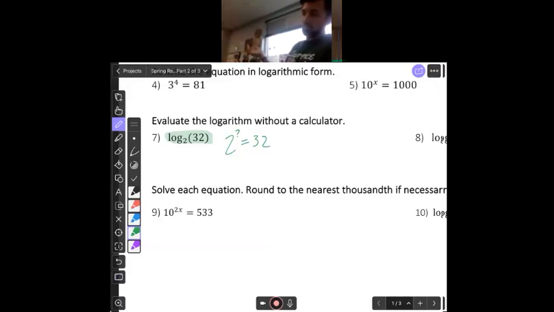2 to the second? No. 2 to the third? 2 to the fourth? 2 to the fifth? Yeah. 5 twos, right? 2, 2. 2 to the fifth is 32. So the answer here would be 5. So what does a log mean? And then sometimes we can just figure them out. Sometimes they're available for us.